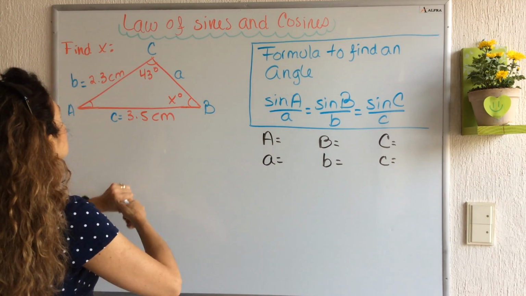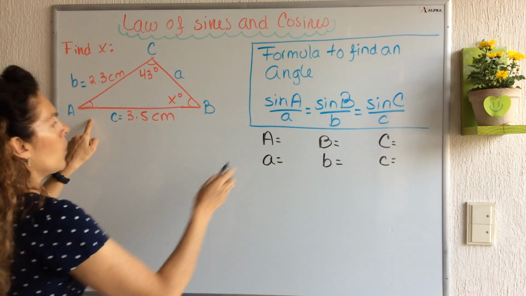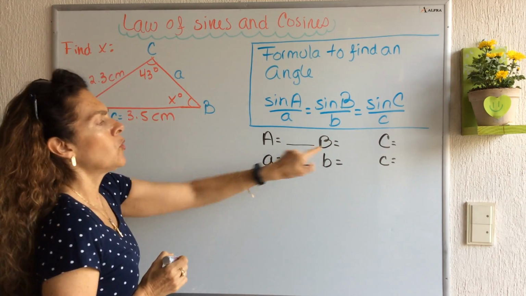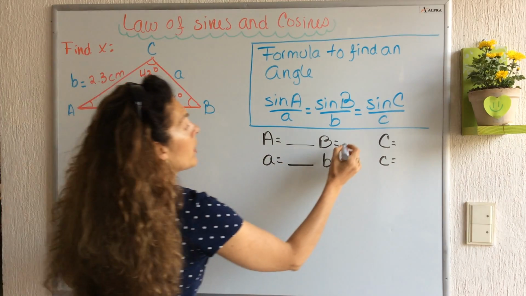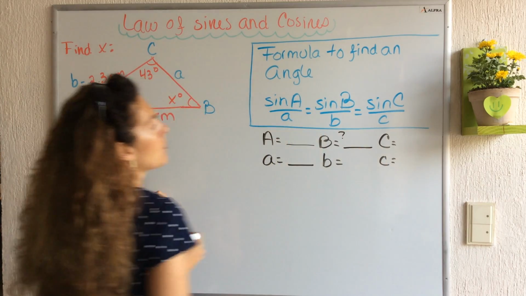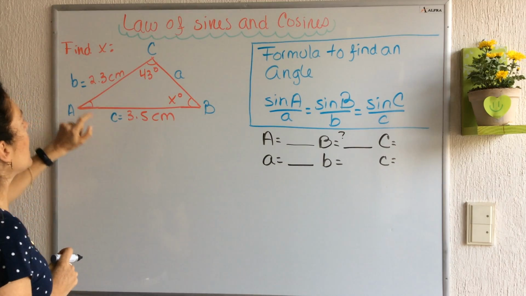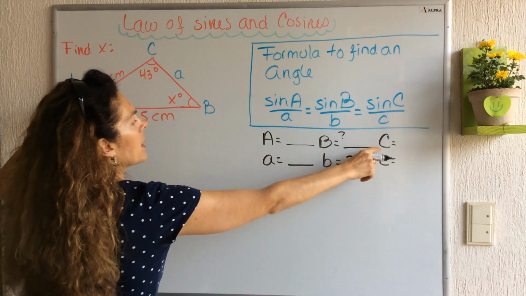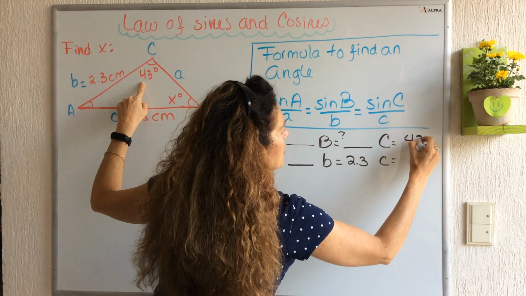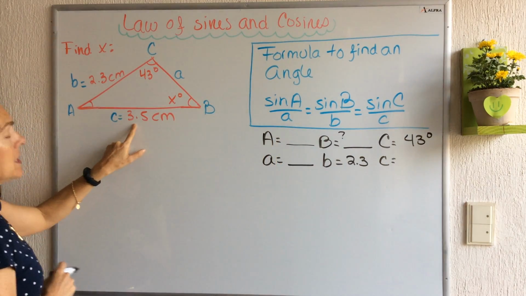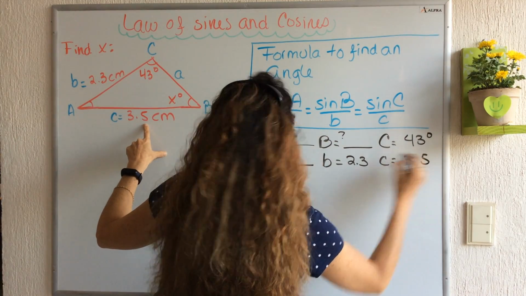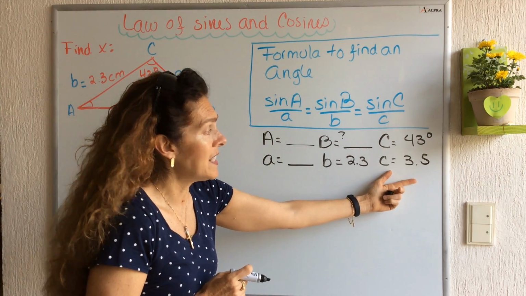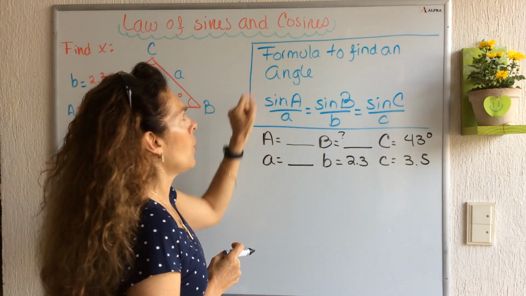Okay, let's see. Do we have the A angle? No, so we are going to write a line here. Do we have the side A? No. Okay. Do we have the angle B? This is the one that we have to look for. Okay, so this is the one that we are going to look for. B, the side B. Yes, we have it, 2.3. Good. And then the measure for the angle C, 43 degrees. And the measure for C, yes, we have it. This is 3.5 centimeters. Okay. Now, as you can see, we have a pair in C. Once we have a pair, we are able to use this law of sines formula.